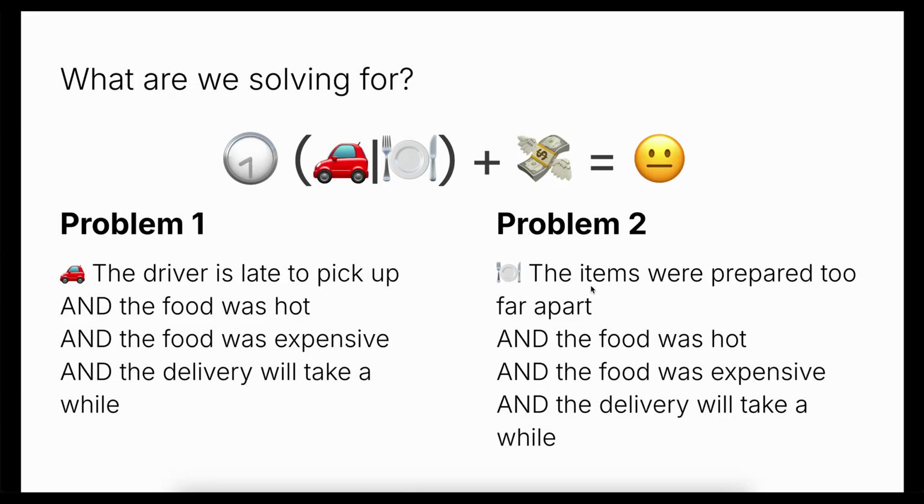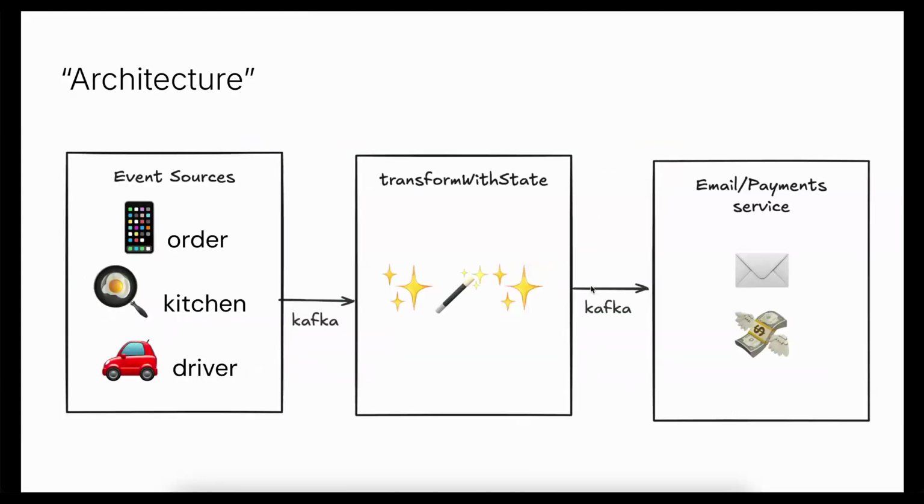And the second use case is the order was received on time, but there are multiple items in the order, and the order was prepared a little bit late. Again, the rest of the conditions hold true, which is the food is hot and expensive, and of course the delivery is going to get delayed, so we need to refund for that scenario as well. So within the transformWithState logic, we are going to figure out these orders and process refunds.